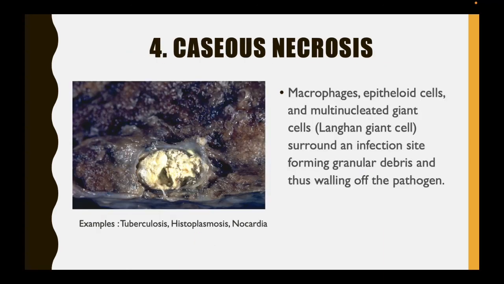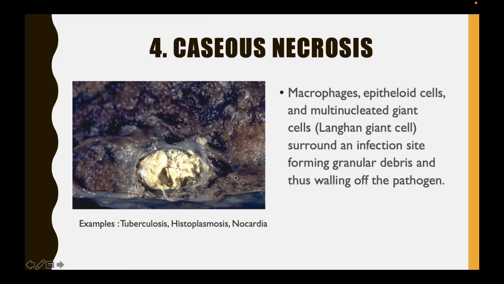The next type of necrosis is caseous necrosis. So, caseous necrosis is actually characterized by macrophages, epithelioid cells, and multinucleated giant cells which surround a site of infection, forming granular debris, and it walls off the pathogen.